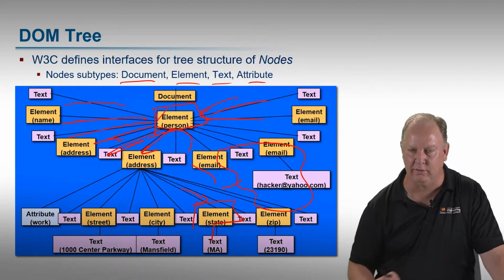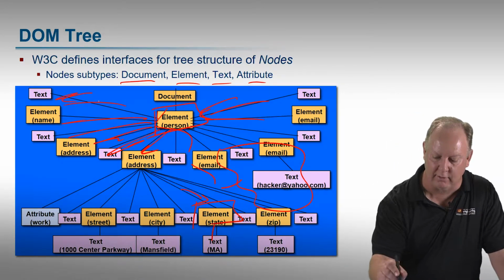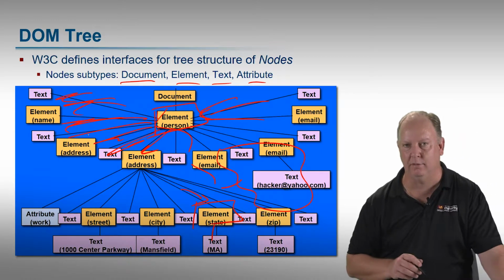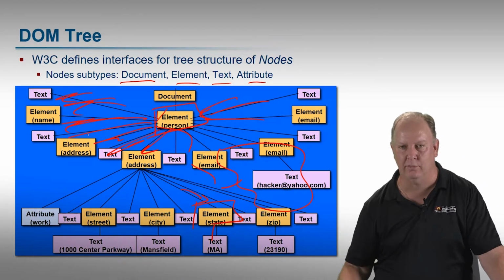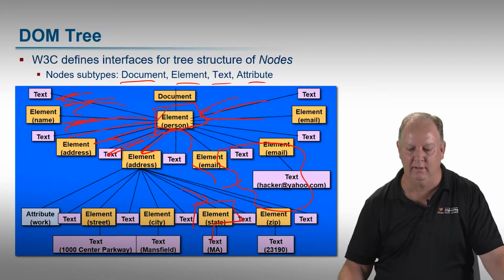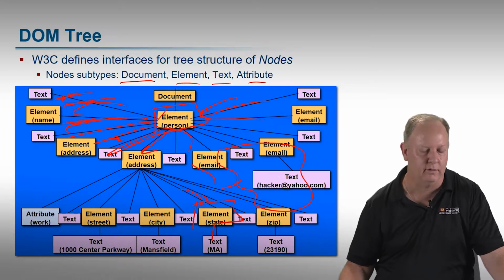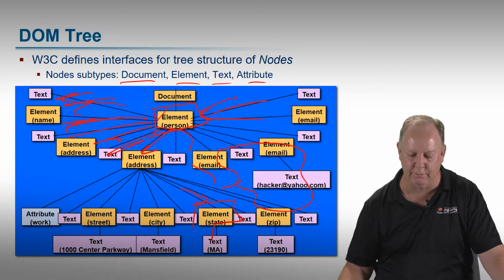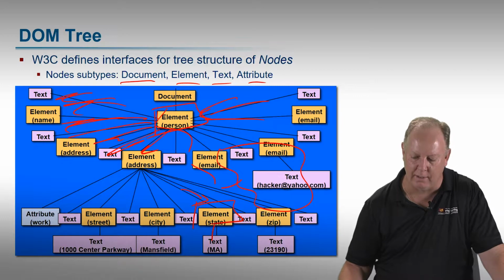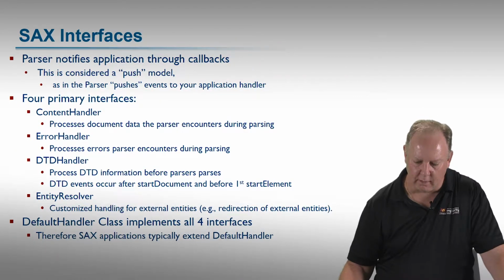SAX does not store this tree. It simply comes across a tag, and every time it comes across that tag, it turns around and asks your program, hey, is this of interest to you? Do you want to do something with it? Okay, so it's a completely different programming model, if you will. What does that look like?